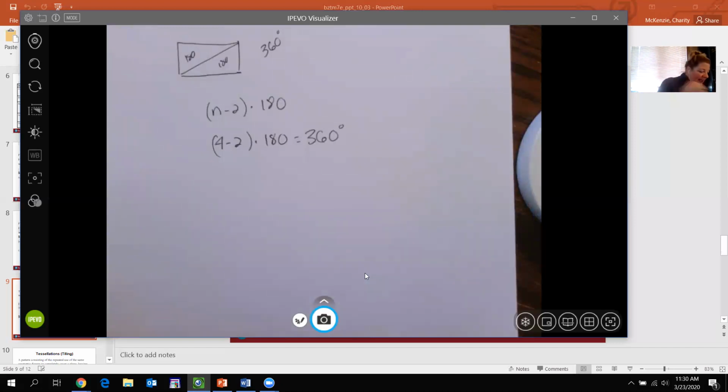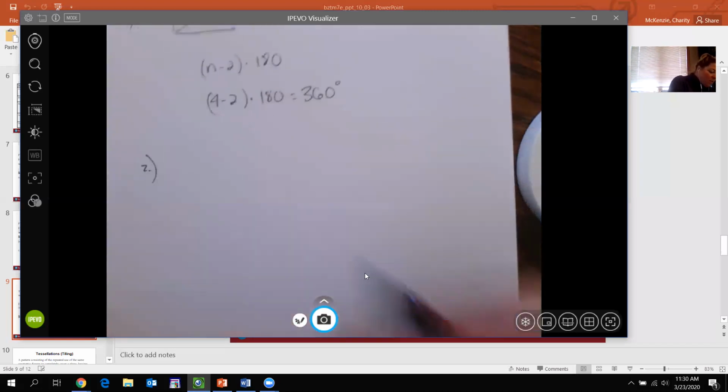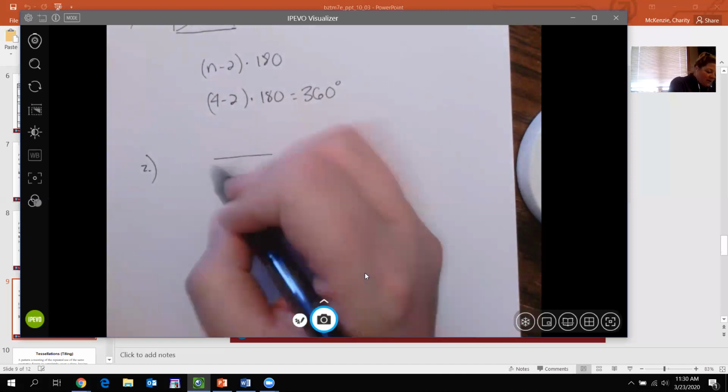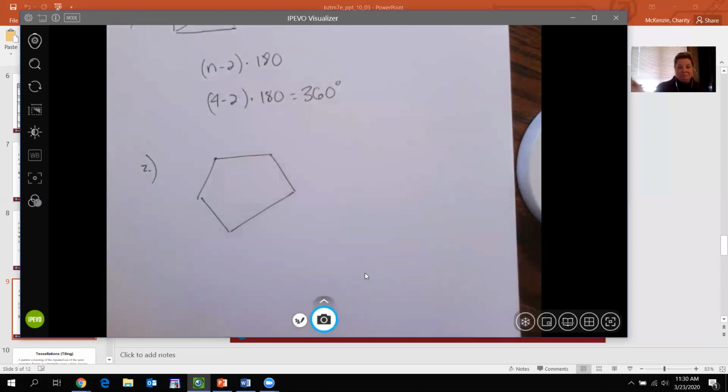Okay, so what if we had something, we'll call it problem 1. This is going to be problem 2. What if we had something like 1, 2, 3, 4, 5? Kind of looks like a sideways house. 5 sides. What do those angles add up to? I don't care if it's regular or what it is. Not what each angle is specifically, that's different. What do these angles add up to?